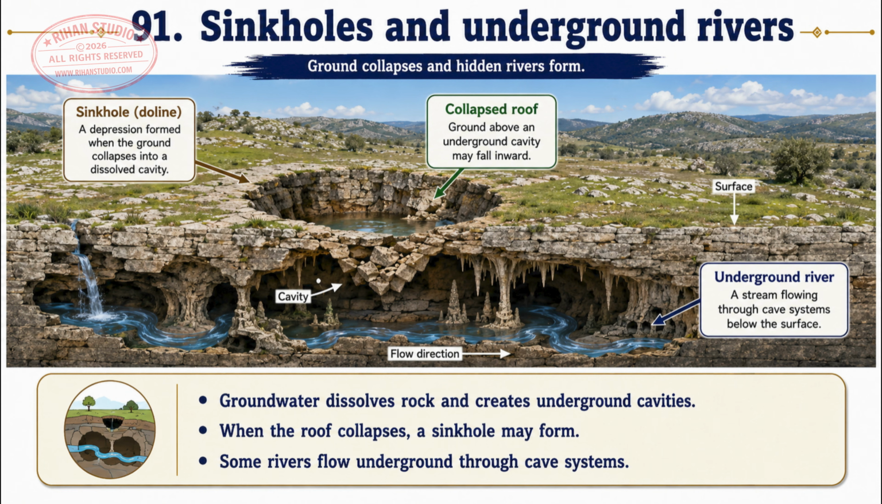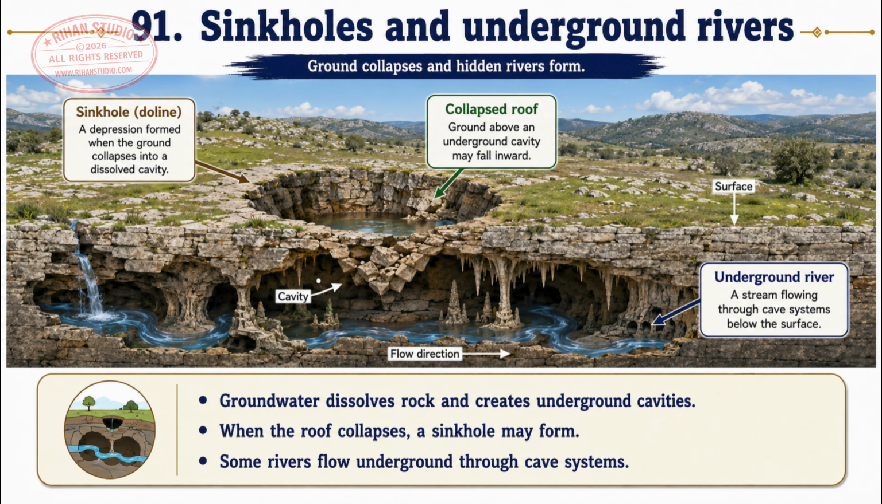Sinkholes and underground rivers. Drowned collapses and hidden rivers form. Sinkholes, dolines, form when the ground collapses into an underground cavity. Figure 2.25. Underground rivers flow through cave systems. Figure 2.26. Groundwater also produces surface and hidden features.